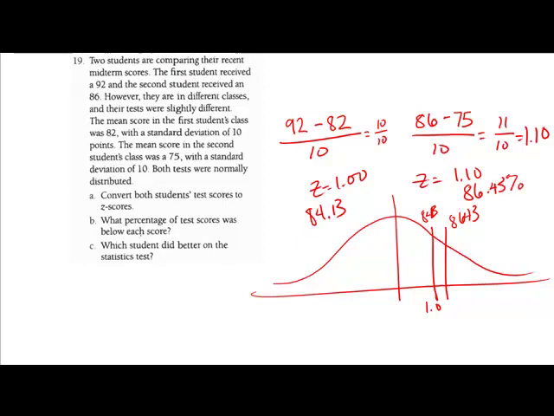Which student did better on the test? This student did better on the test. He was 11 points above the average. The other student was only 10 points above the average, and they both had the same standard deviation.